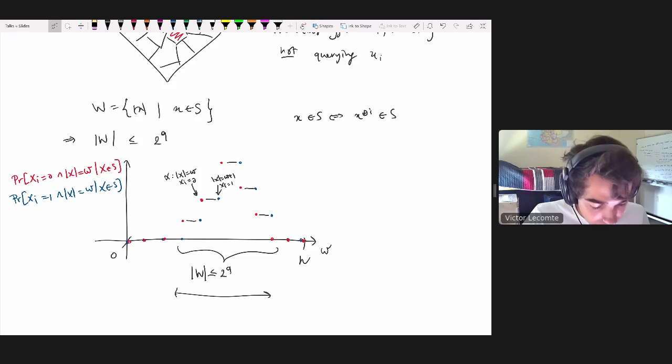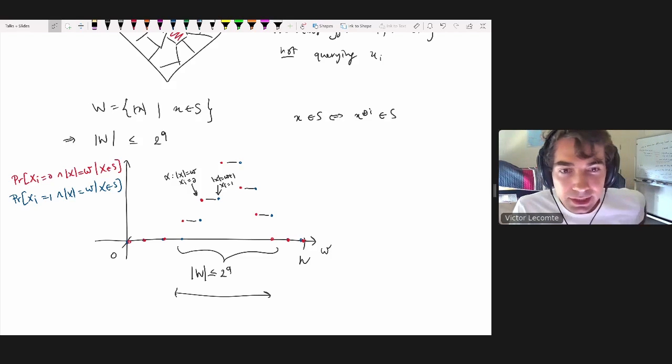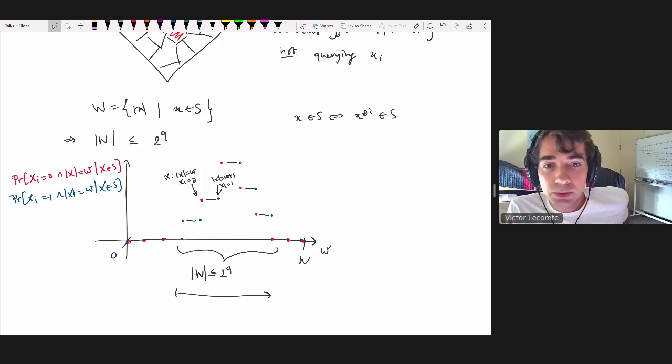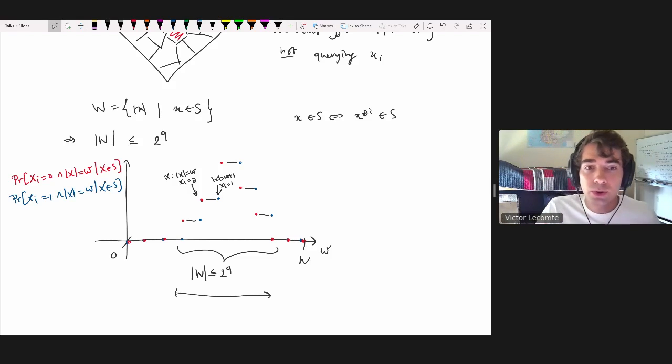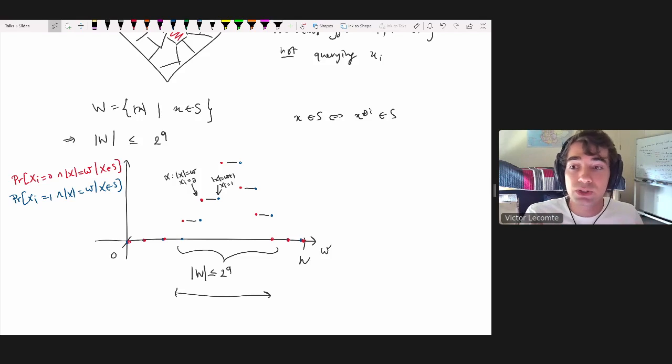Now here's the kicker. Probabilities sum to 1. So in particular, the red points have to sum to 1, and the blue points have to sum... this is not quite true. Sorry, the sum of the red points and the blue points together has to be 1, because we're covering all possible values of the Hamming weight and all possible values of xi.